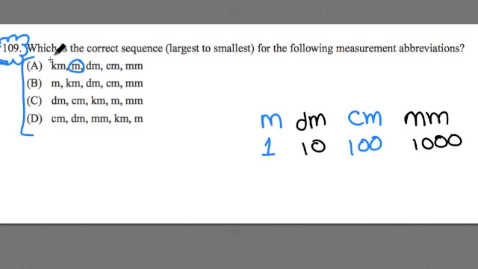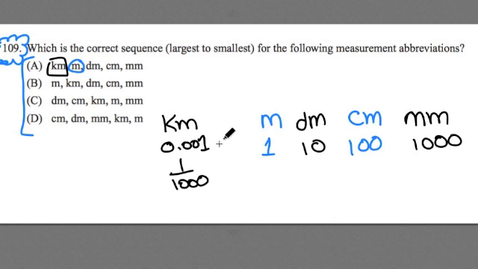The next major one that they have here is kilometers. This is the largest one, and it's actually a couple steps up. It takes 1,000 meters to equal 1 kilometer. So we could say if we had 1,000 meters, it would equal 1 kilometer, or we could say 1 kilometer is 1,000 meters. All right, it would take 1,000 meters to equal 1 kilometer.